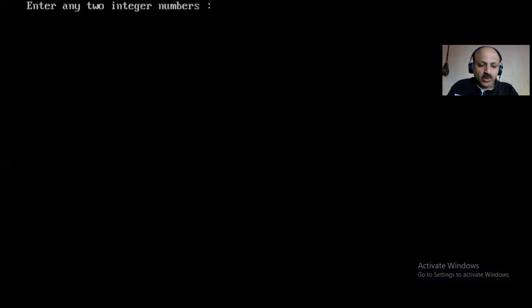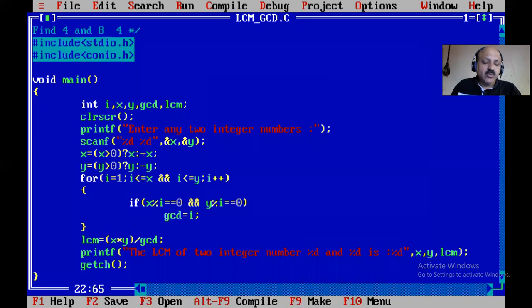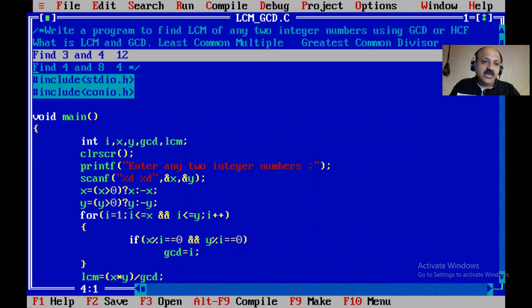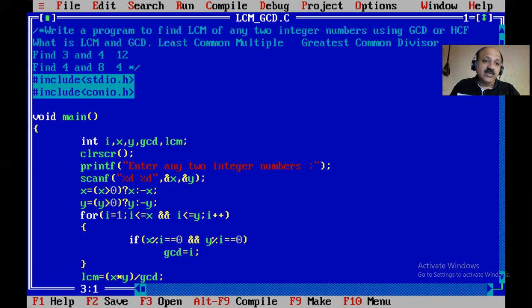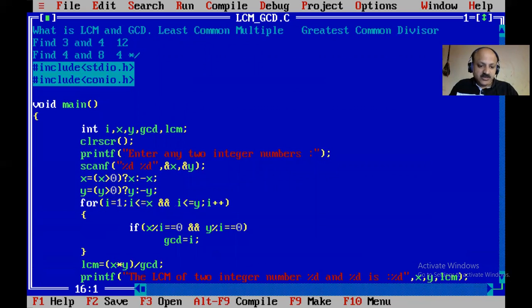And now I give 3 and 4. So we can say that the answer is 12. Yes, perfectly. So how can we find out? Previously I already gave the answer for 3 and 4, that is 12. That is the least common multiple, and it is based on the GCD, greatest common divisor. So here we can use a while loop. So how is that possible? Let us check.